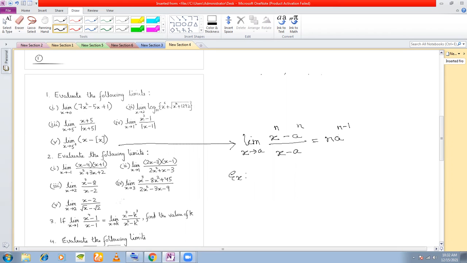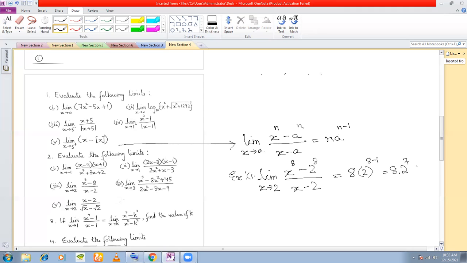So for example, if I give you limit x tends to 2 of x to the power of 8 minus 2 to the power of 8 divided by x minus 2, then what can you write this limit as? You can directly write this limit as, n here is 8, a here is 2, so n a to the power of n minus 1. N is 8. So you can write this limit as 8 into 2 to the power of 7. Okay.